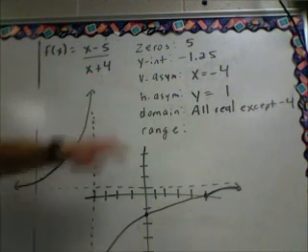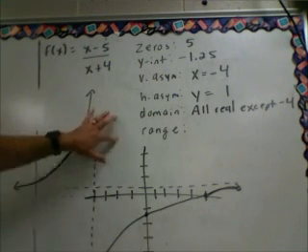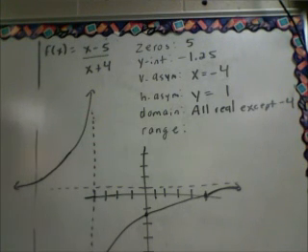Sometimes you do have more than one vertical asymptote. Here we have only one. Now range, it depends on the situation. You really have to graph it before you know the range. Range are all y's covered.